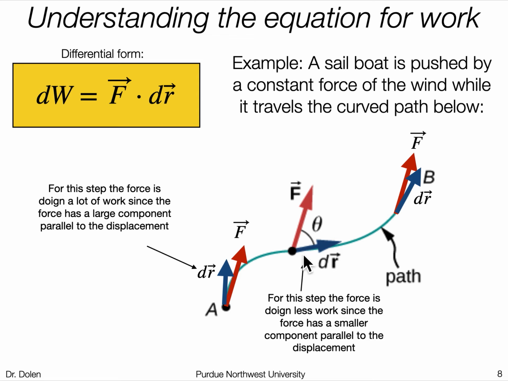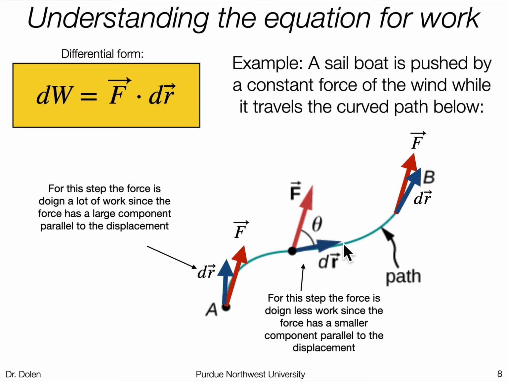In this step, again, the force is pointing maybe 60 degrees away from the direction I'm actually traveling. So in this case, a lot of that force is not that useful to me. It's only the component of the force which is parallel to my displacement which is going to be useful work, which is going to help speed up the sailboat.